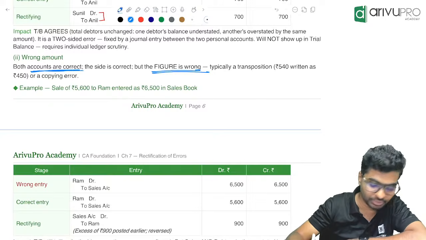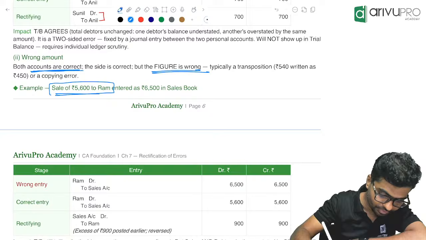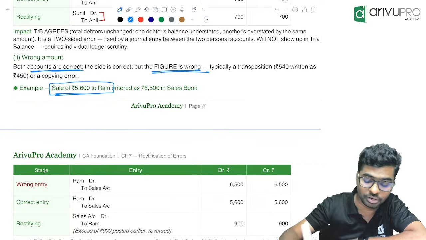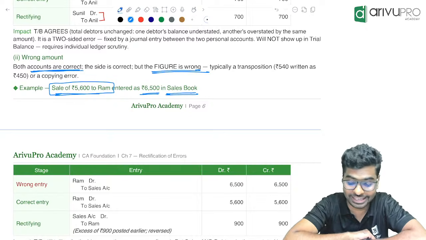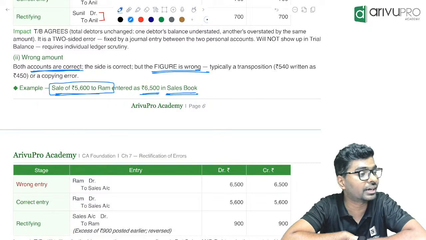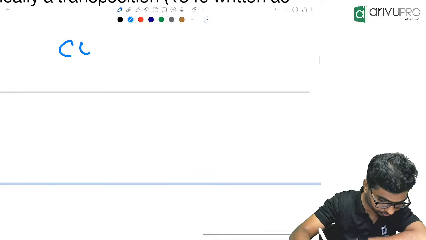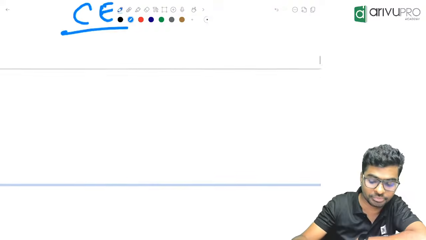Let's look into the example. Sale of 5,600 to Ram was entered as 6,500 in the sales book. Sale of 5,600 to Ram entered as what? 5,600 in the sales book. Now, what is the correct entry for sales to Ram?